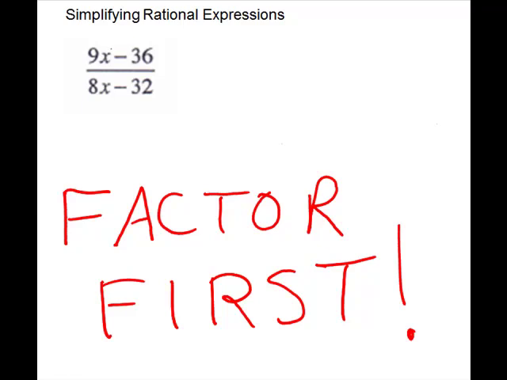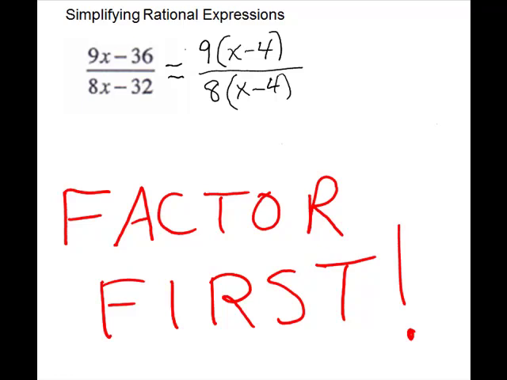Now, with exponents of only 1, the only type of factoring I can do is a GCF. So I can take out a 9, and that leaves x minus 4. On the denominator, I can take out an 8 as a GCF, and that leaves x minus 4. Once you have products, then you're allowed to cancel or divide out. So we're going to divide out our x minus 4, and our final answer is 9 over 8. But make sure that you factor before you try to divide anything out.